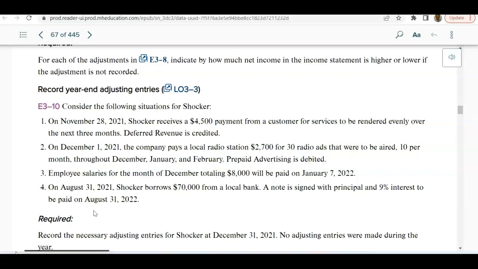On August 31st, Shocker borrows $30,000 from local banks. But isn't it 12 months? 12 months will be, yes, eventually 12 months. But we borrowed in August of 2021, and today is December 31st of 2021. Oh, I see. Okay, so 4 months of the 12. Yeah. So that's a good question, actually.